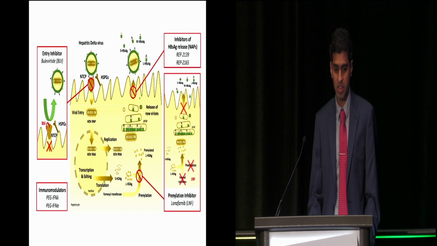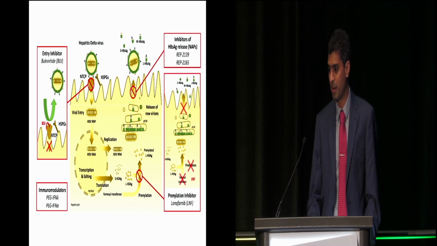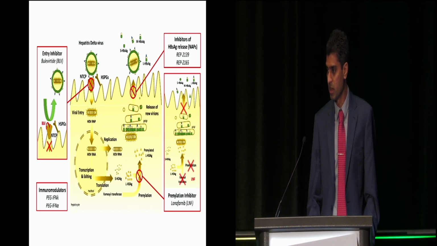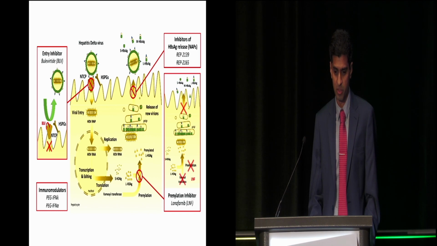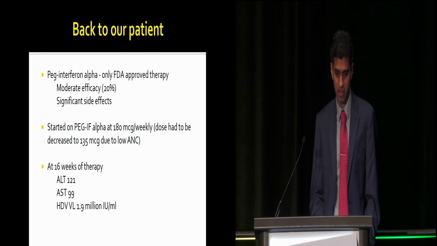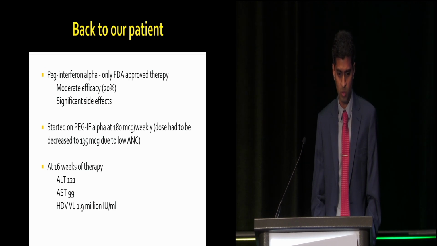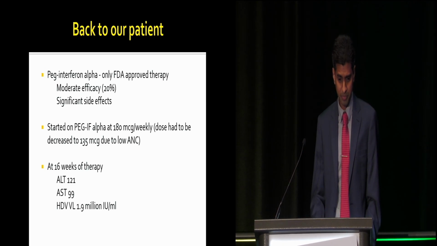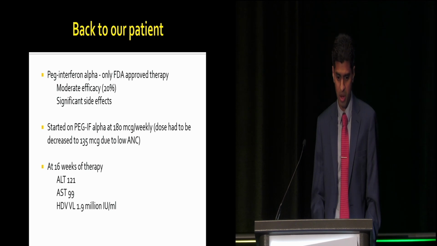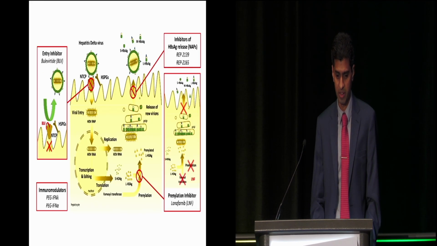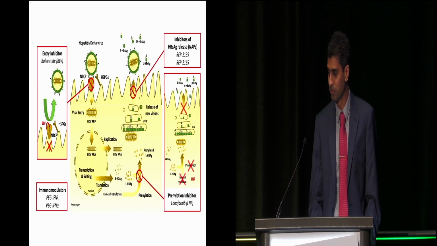We spoke to NIH, and they are waiting on interferon lambda because they think they can use that even in patients with low neutrophil. But for now, we have him on the interferon. At 16 weeks of therapy, his viral load is about 1.9, his ALT is 121, and AST is 99. But definitely a long road ahead of him. Hopefully, we can get either bulevirtide or interferon lambda for him.